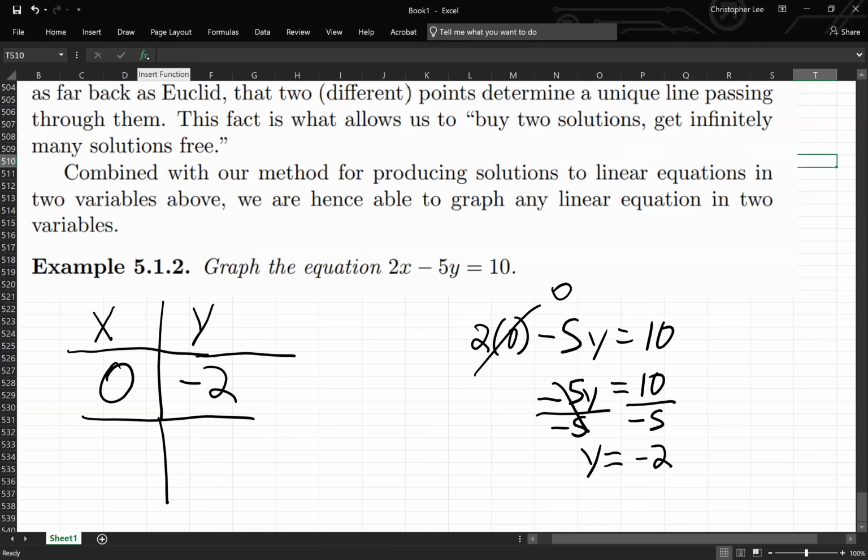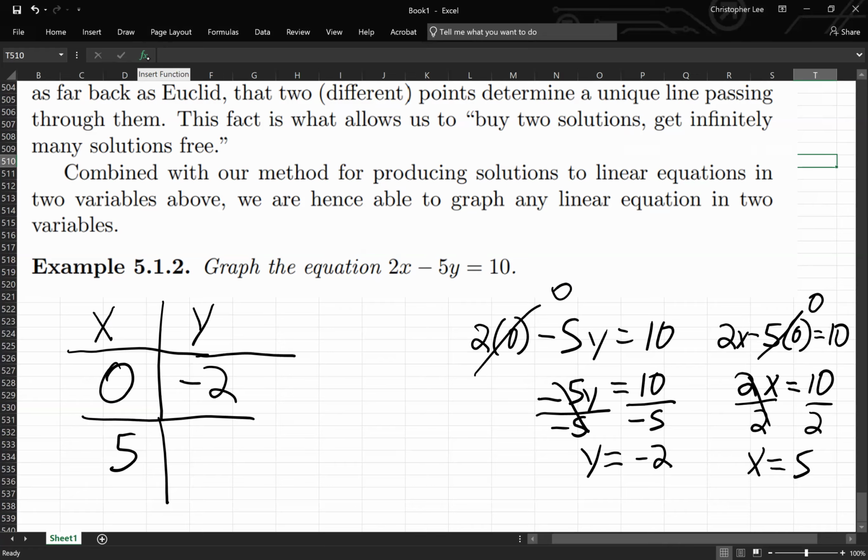Let's try it again in reverse. I'm gonna plug in 0 for y. So I have 2x minus 5 times 0 is equal to 10. You already know this is going to 0, so that gives me 2x is equal to 10. Y was 0 now, right? So now divide by 2, divide by 2. x is equal to 5, right? So x is 5, y is 0. I only need 2 points to graph the line.